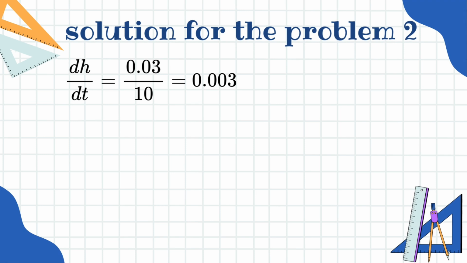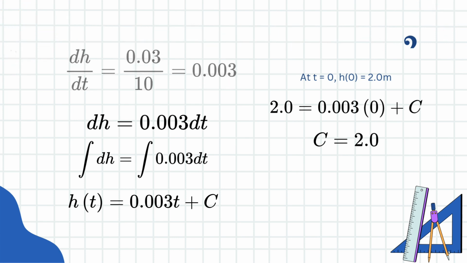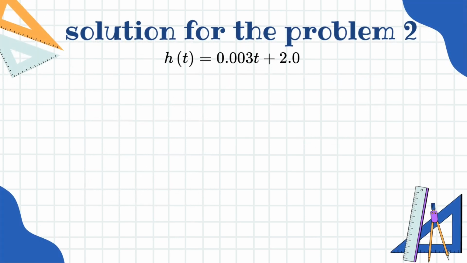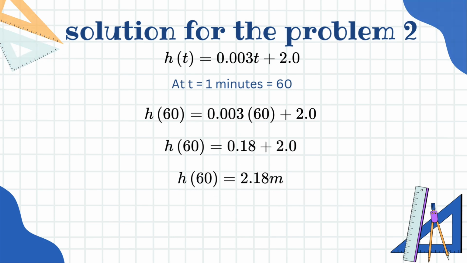The second step is to solve the equation via separation of variables. Move dt to the right side to separate your variables. Integrate both sides of the expression. And the third step is to evaluate the integration constant C. Apply the initial condition at t = 0, H(0) = 2 meters. Plugging C back in gives us the specific predictive formula, which is H(t) = 0.003t + 2. Next step is to calculate the final water level, which is the water height after 1 minute: H(60) = 0.003(60) + 2.0, and the answer is 2.18 meters.